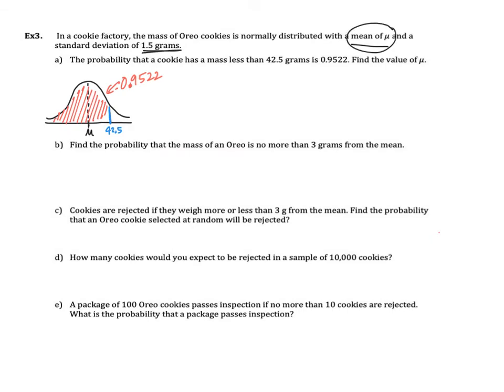So once again, we don't know what our average is, or our mean. For part A, it says the probability that a cookie has a mass less than 42.5 grams is 0.9522. So there's roughly a 95% chance that any cookie made will have a mass less than 42.5 grams. So how do we use that information to help us find the average or find the mean? Well, they gave us the area under the curve.